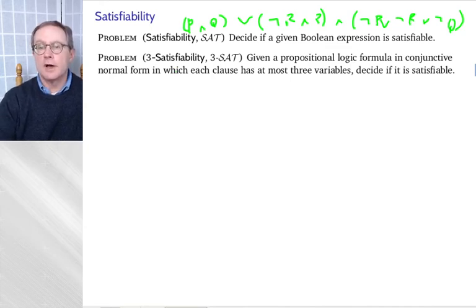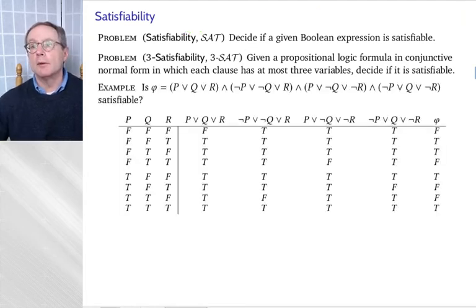In 3 satisfiability, you put some restriction on the clauses. Here are the 1, 2, 3 clauses. You're requiring that each clause has at most 3 variables. Okay, so those problems are ones that will come up as we work our way through and think about different kinds of problems. So here's a worked out example.